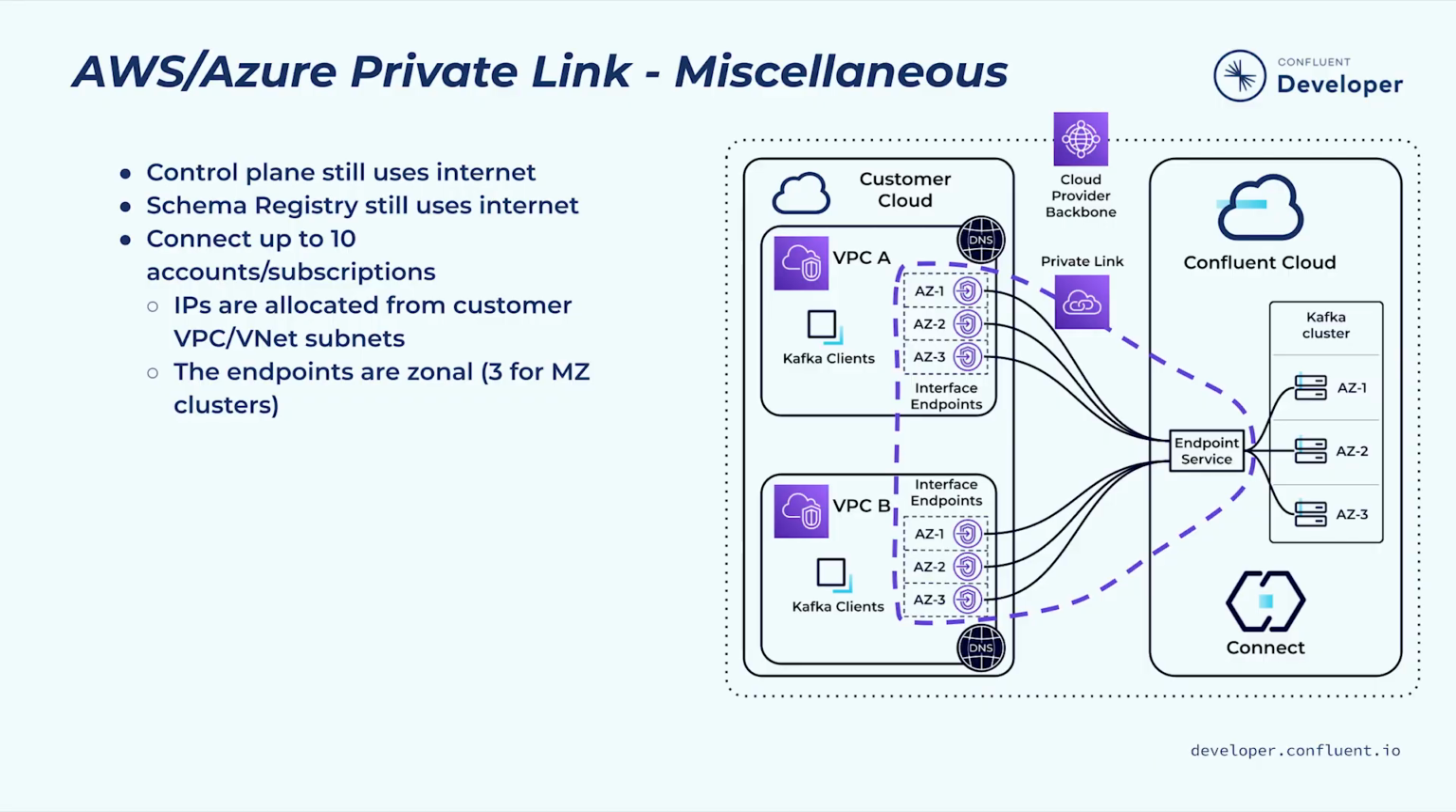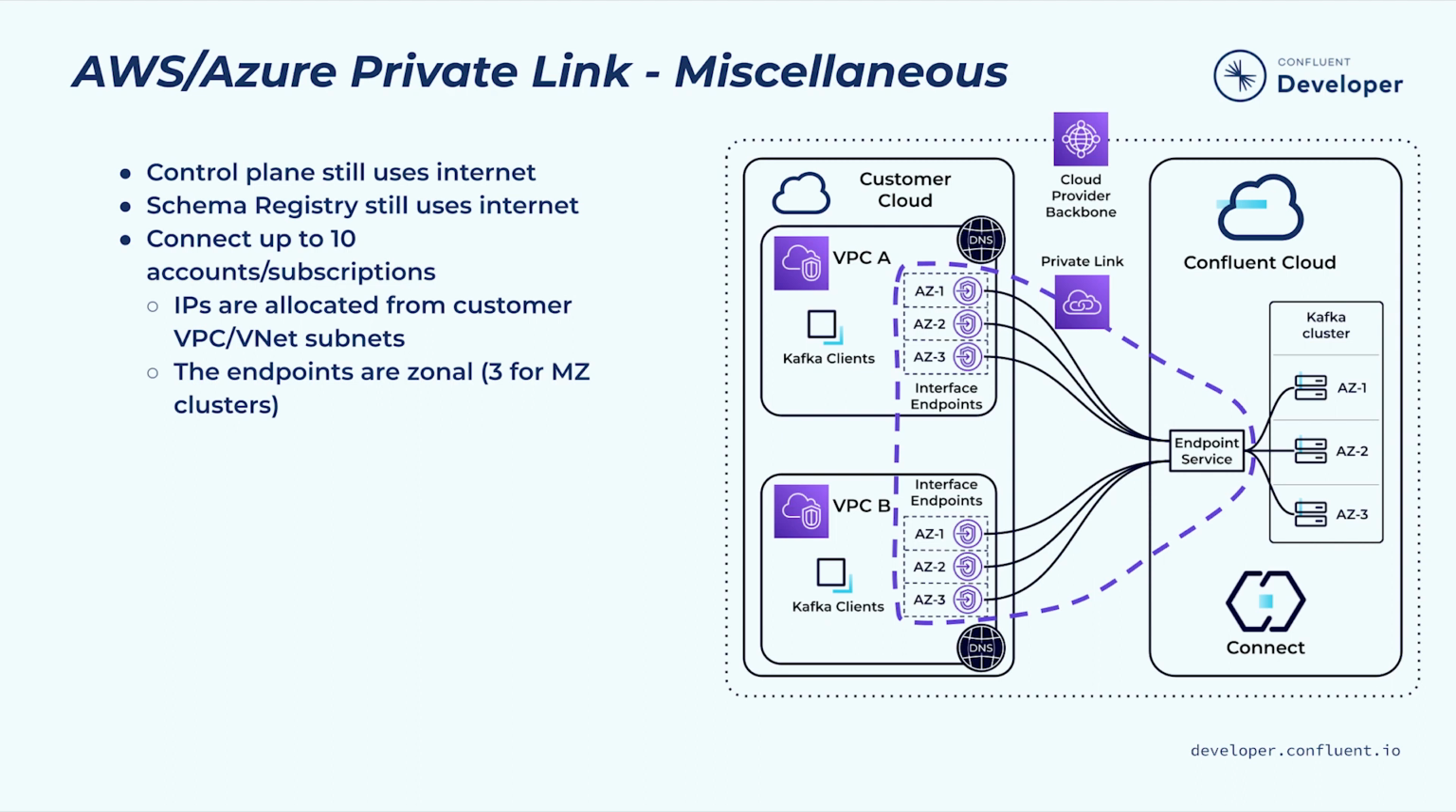Here are a few things to keep in mind when considering using private link for Confluent Cloud. Just like other cloud providers, access to the provisioning control plane still requires internet access. Additionally, access to schema registry, which is metadata only, is only accessible over the internet. For a given Confluent Cloud private link network, you can whitelist up to 10 cloud accounts, that is 10 AWS accounts or 10 Azure subscriptions, whose VPCs or VNets can then be set up to access Confluent Cloud.